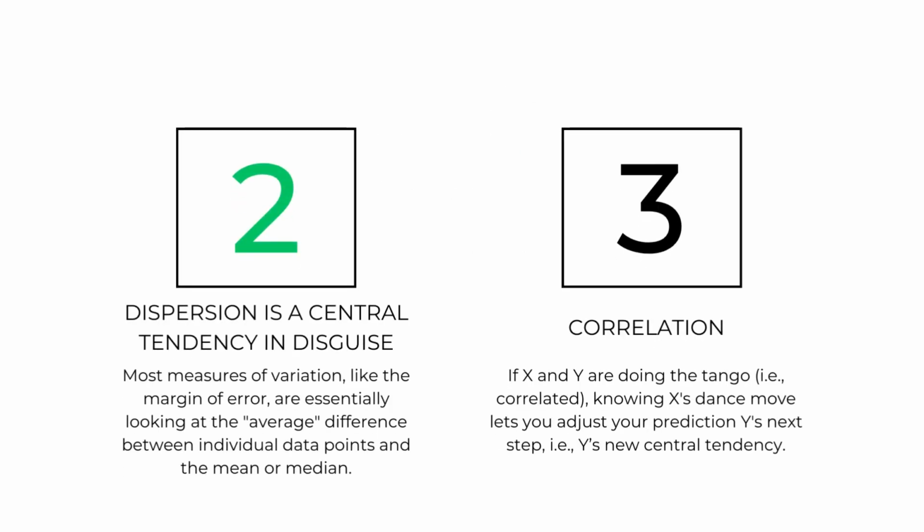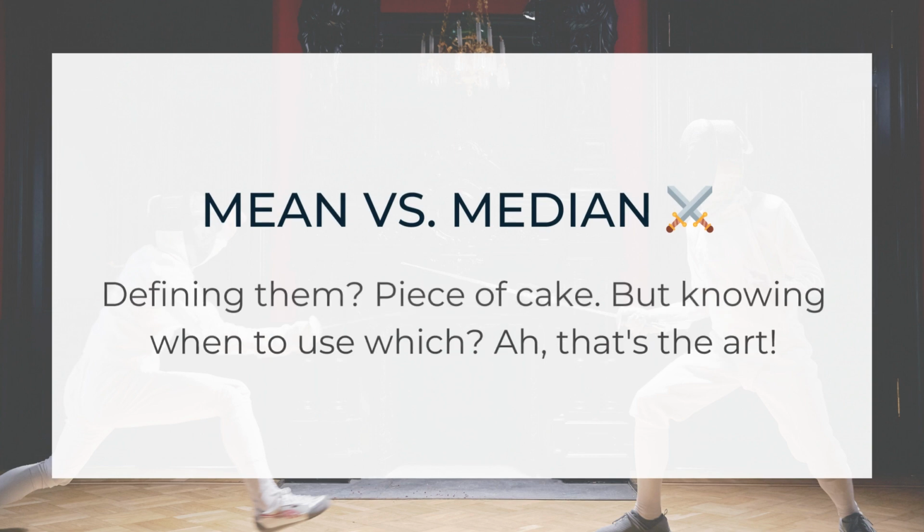Measures of dispersion are also measures of central tendency. When we're talking about standard deviation or margin of error, something like that, we're essentially talking about the average difference between individual observations and the mean or the median or some other measure of central tendency. The same goes for correlation. Correlation is simply how I adjust my expectation, my belief in the central tendency of Y, given what I know about X, given that X and Y are correlated. So ultimately the goal of introducing students to statistics is understanding the arithmetic mean and the median.